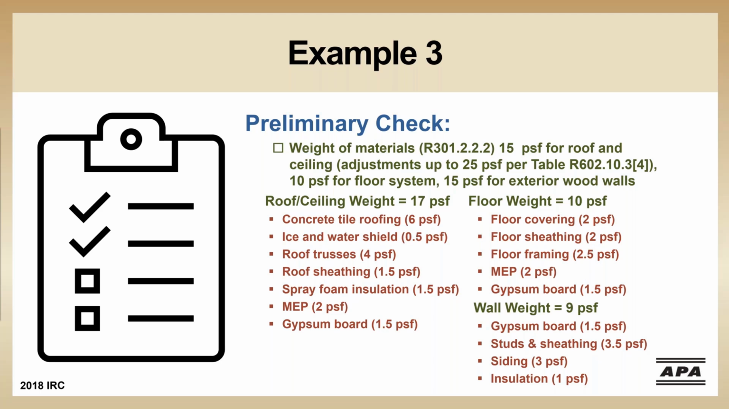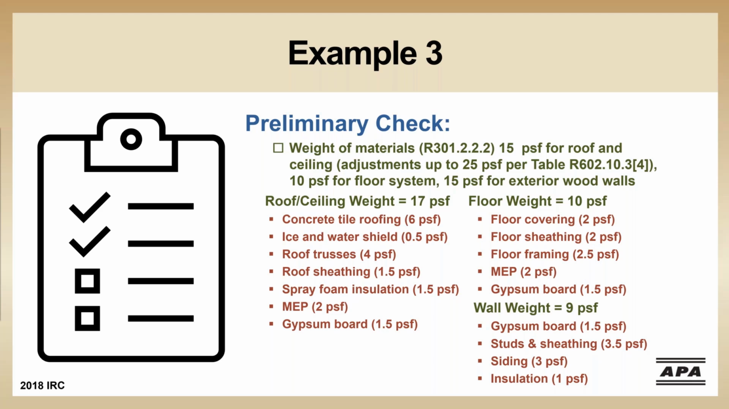just above the 15 pounds per square foot base code limit. Fortunately, the code allows the roof ceiling assembly to exceed 15 pounds per square foot if we use an adjustment factor from table R602.10.3. Applying this adjustment factor will allow us to go up to 25 pounds per square foot.